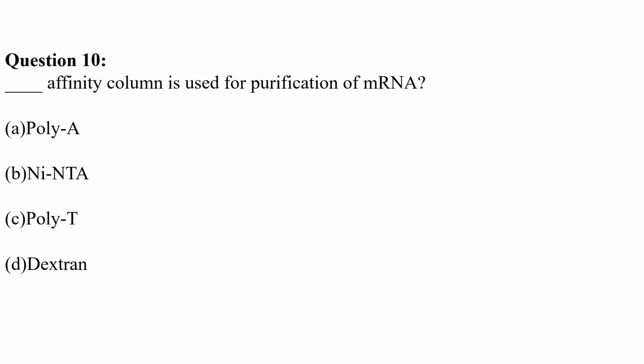Dash affinity column is used for purification of mRNA. Option A, poly A. Option B, nickel NTA. Option C, poly T. Option D, dextran.